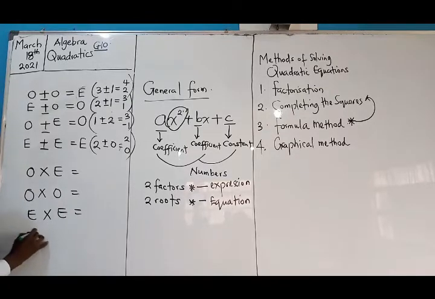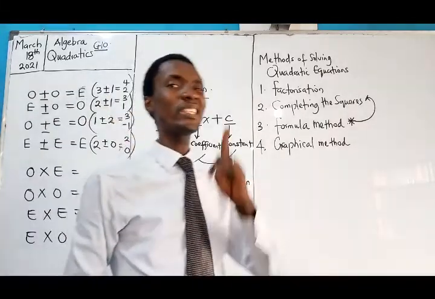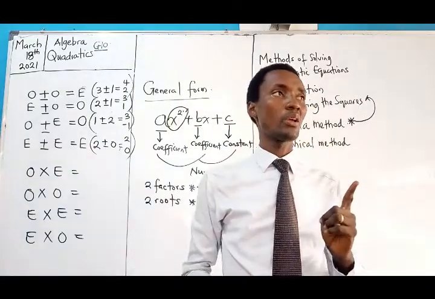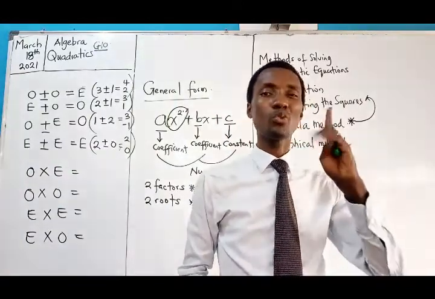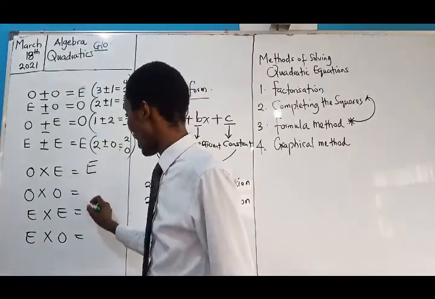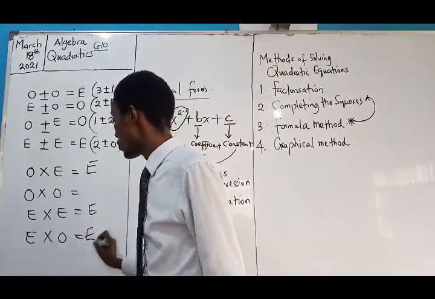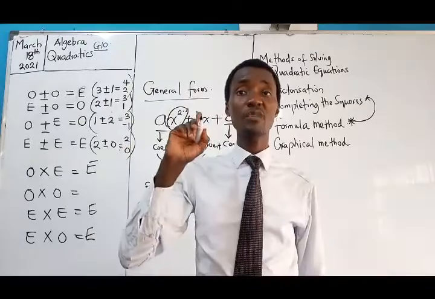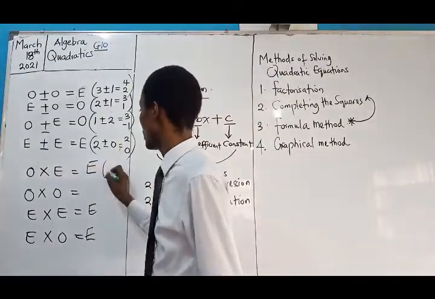Then I can also take even times odd. What do I get? Anytime you multiply an even with any number, whether odd or even, you must get an even. Even is dominant here. So my answer in any arrangement where I have even multiplying will give me even. We can take examples for that.